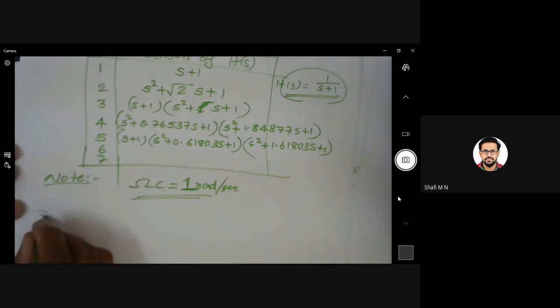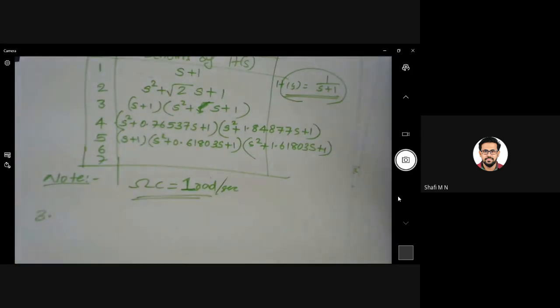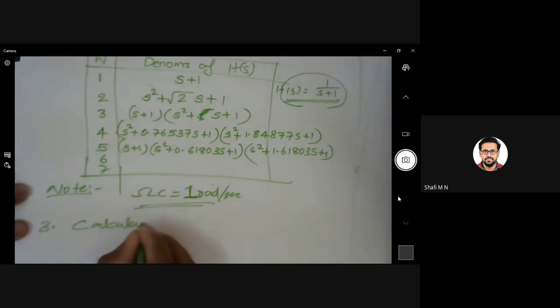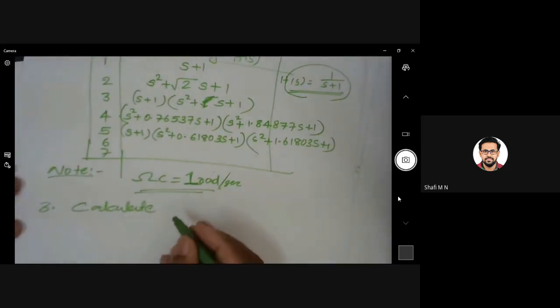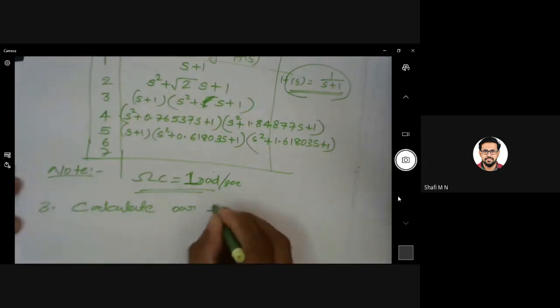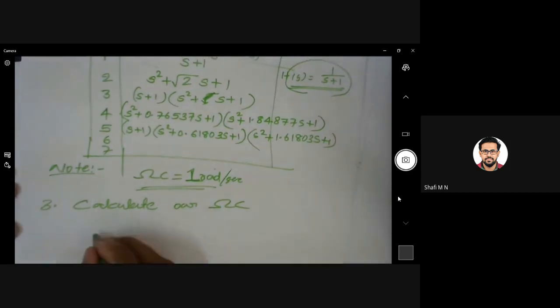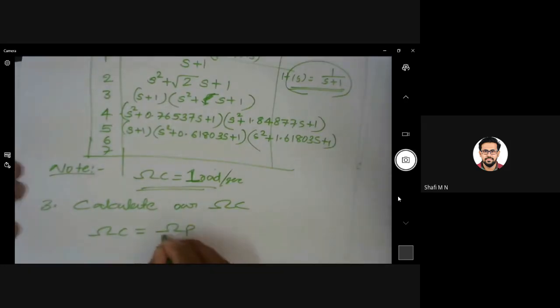So the third step is to transform your cutoff frequency, or you have to calculate your cutoff frequency. This is the third step. Calculate our omega c. For that, you can use this equation: omega c is equal to omega p by epsilon raised to 1 by n.